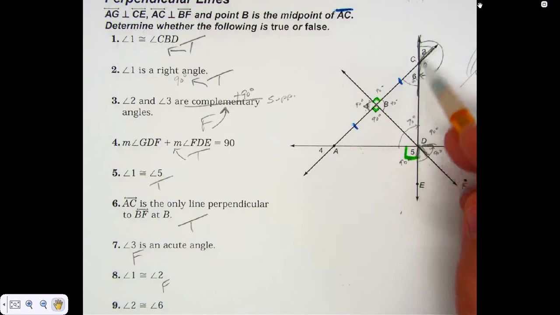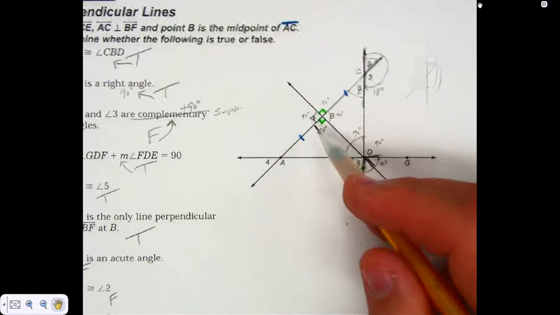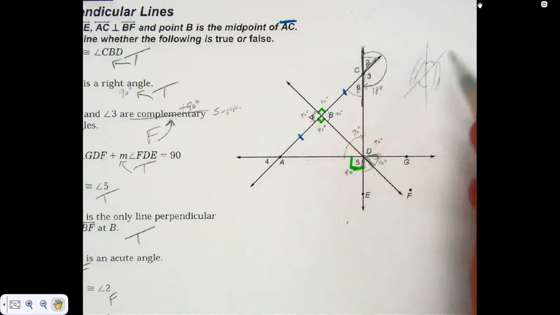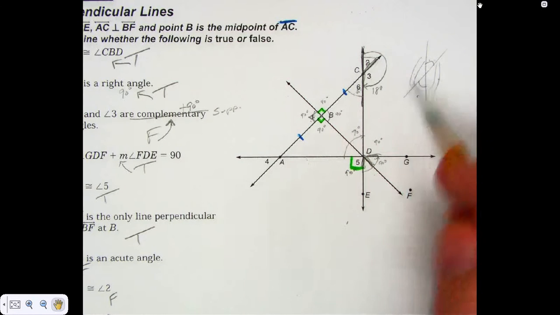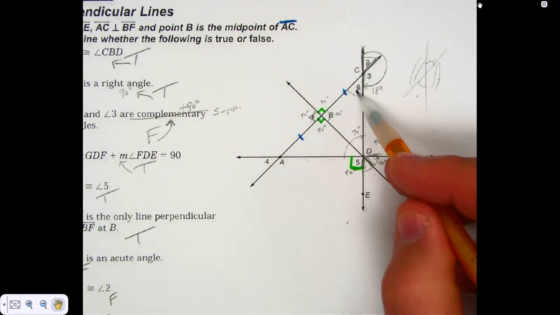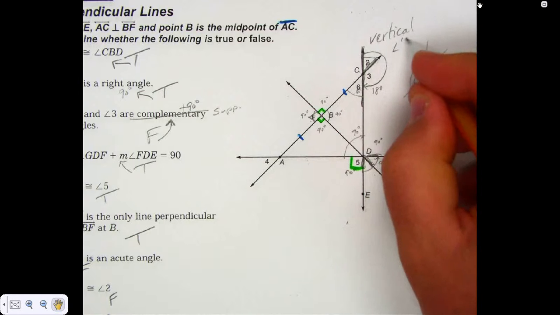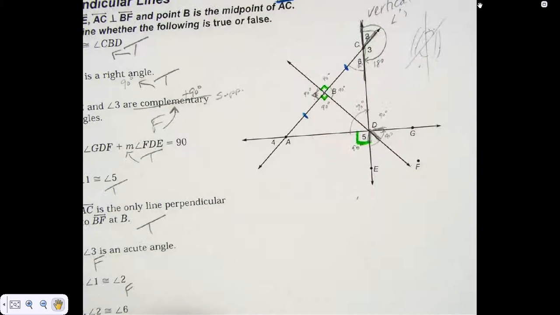Is there a theorem that says anything about this situation we have? Did I just talk about it? Yeah. Anytime two lines intersect, what do we know about the opposite angles? Are these two lines intersecting? Yep. Are 2 and 6 opposite angles? Therefore, they are vertical angles. Therefore, they have to be congruent, so it is what? True.